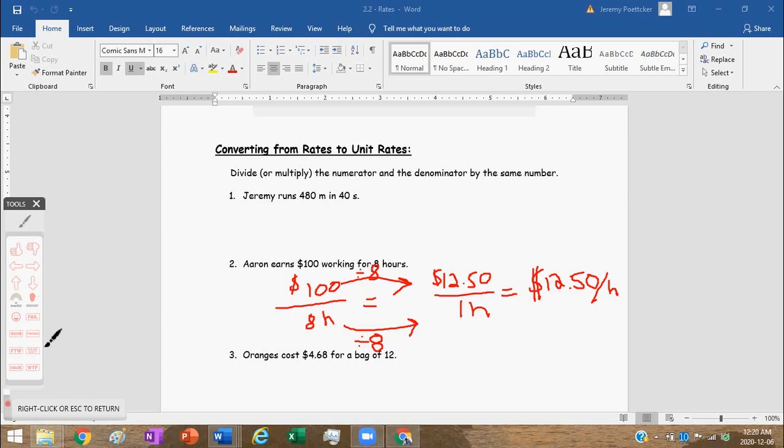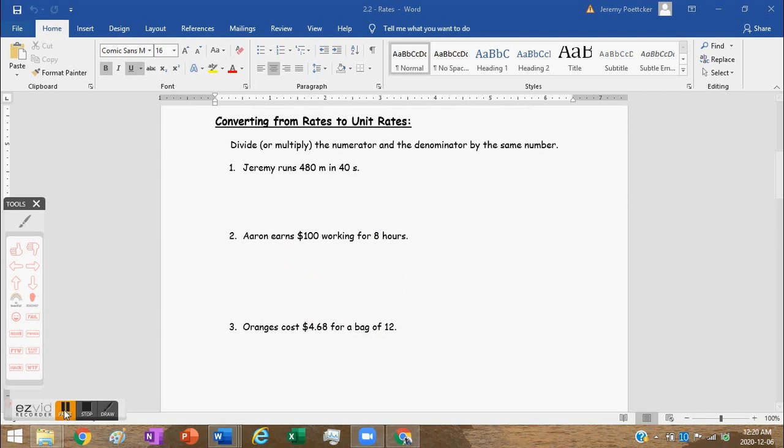All right, so oranges, the next one here, cost $4.68 for a bag of 12. So again, it's going to be dollars on the top. We're always going to look for dollars per orange, not oranges per dollar. And the units on the bottom, it's kind of a goofy unit because it doesn't look like it has a unit, but the unit is oranges. So it's dollars per orange. And so we pick our number very carefully, top and bottom, to divide by. And yes, it's going to be 12. So 468 and 12 both get divided by 12.